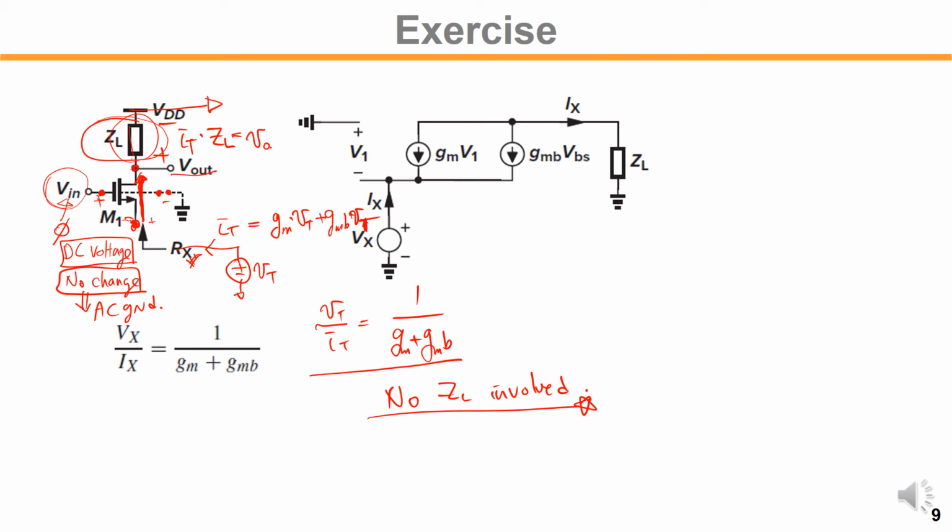This is a simple structure. By putting this device, we can isolate the source of M1 and the drain side of M1, right? So no matter what the GL is connected, we are seeing 1 over GM, right?